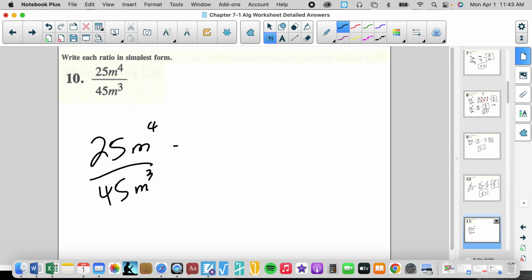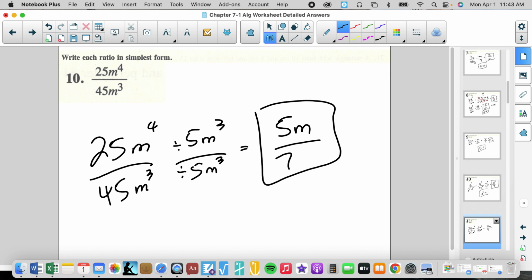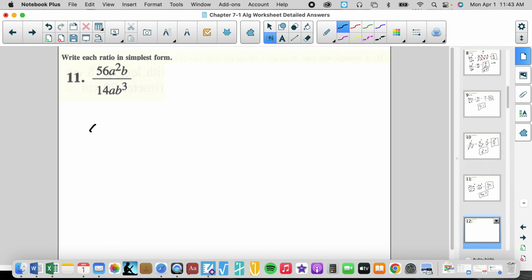45m to the 3rd. Let's reduce it by 5m to the 3rd. And this is where finding the greatest common factor mentally, as opposed to the technique that I showed you in chapter 6, saves you time. And so that's where the efficiency comes into play, where we don't have to do the prime factorization, circle the common, and then use it as our greatest common factor. Being able to visually see coefficients.